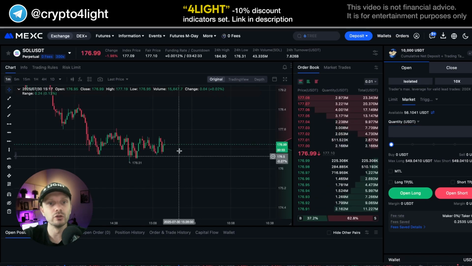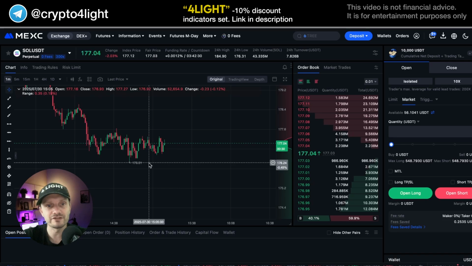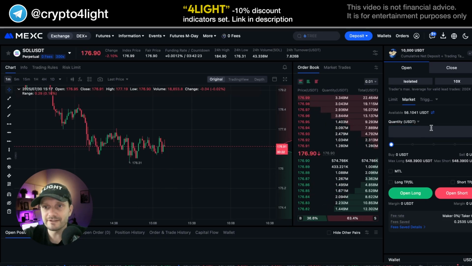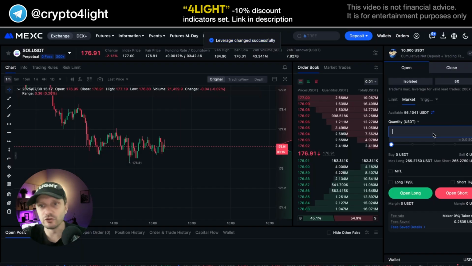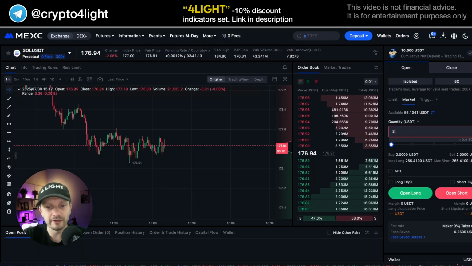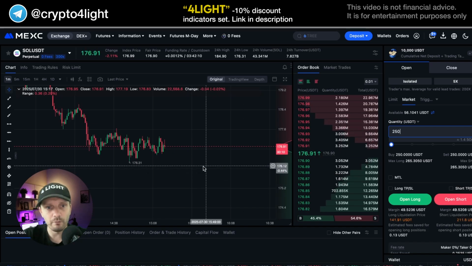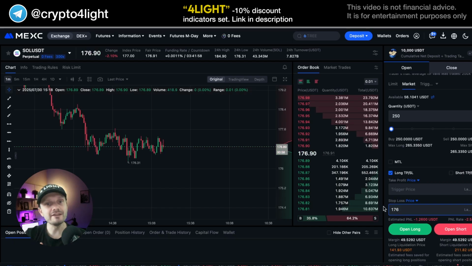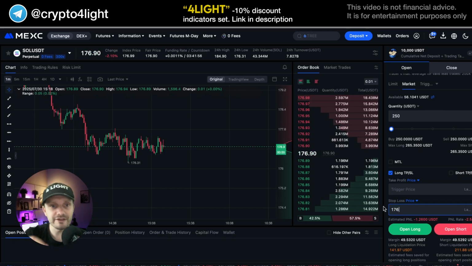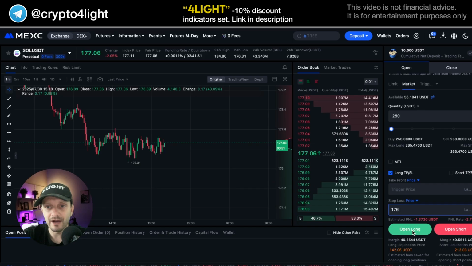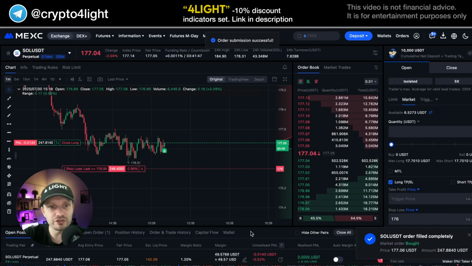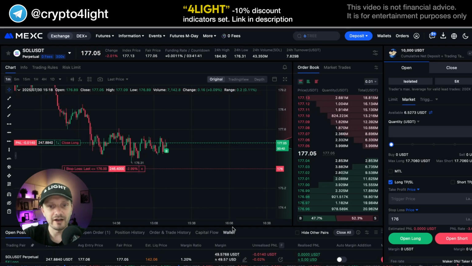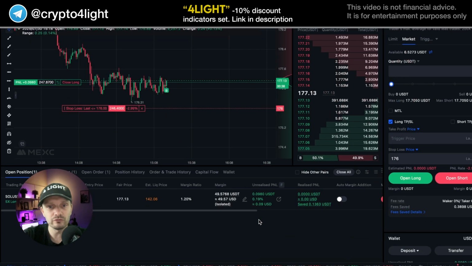If I want to open a long position, I have to add my stop loss at some key level, at your own risk. I will place my bet with 5x leverage, $50 multiplied by 5, it's going to be about $250. And I want to open a long position. The stop loss will be 176. It means I think that from the current price, Solana should go up. I press open long. So my position is open, and as you can see, if SOL goes higher, I can make money. If SOL drops down, I will lose money.